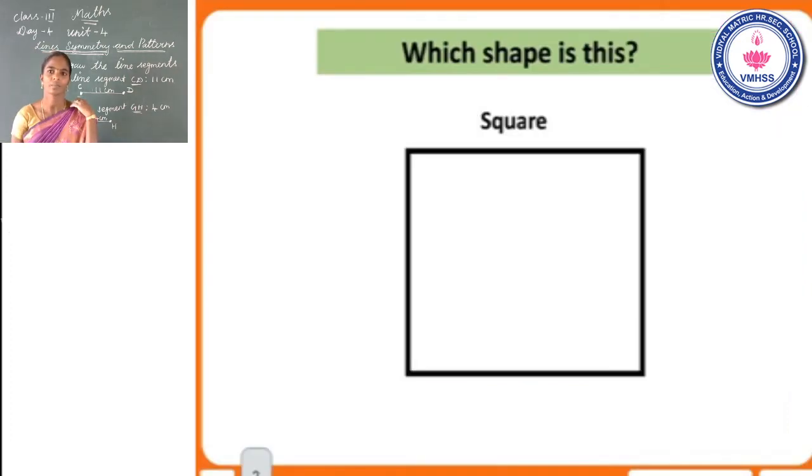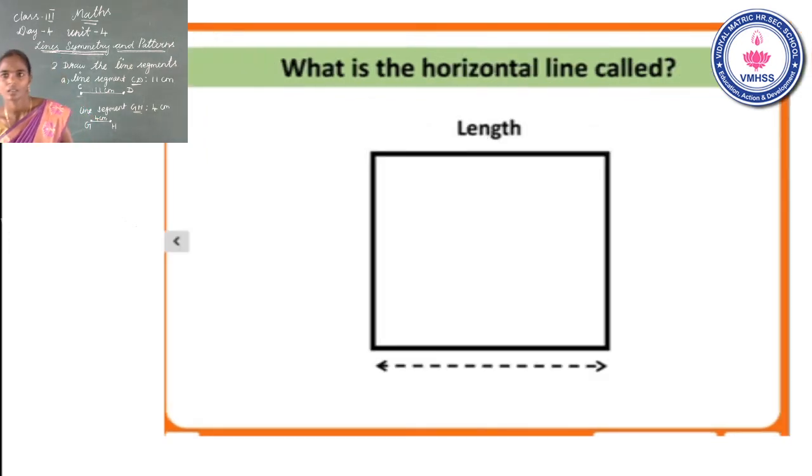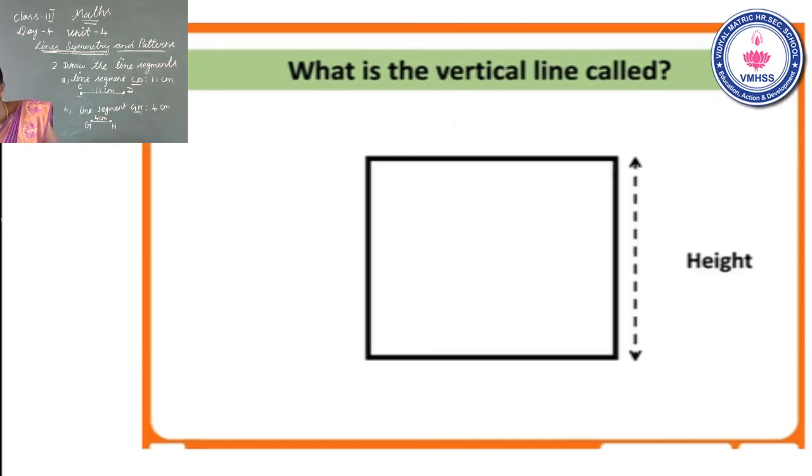Which shape is this, ma'am? Square. So this shape is a square. Children, what type of line segment is this shape made of? Horizontal and vertical line segments. Children, listen here. So this horizontal line is called length. Next, this vertical line is called height.